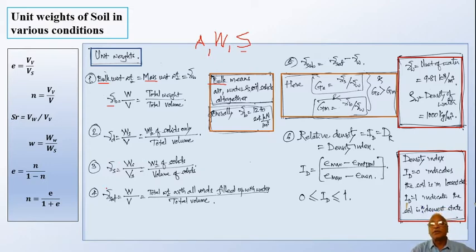Okay, then gamma saturated. What is this? This is weight of soil along with the water, and all the voids are fully filled up with the water. So total weight with all the voids filled up with water, then it is saturated unit weight. That is, that total weight is in the top divided by total volume is in the denominator. This ratio is known as gamma saturated, or saturated unit weight.